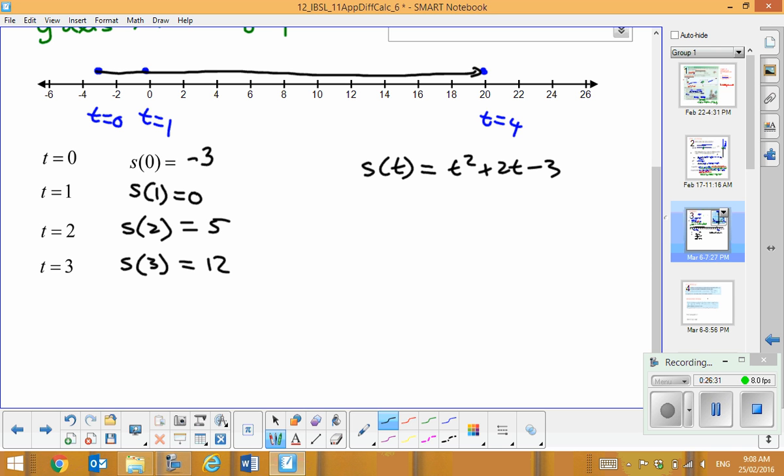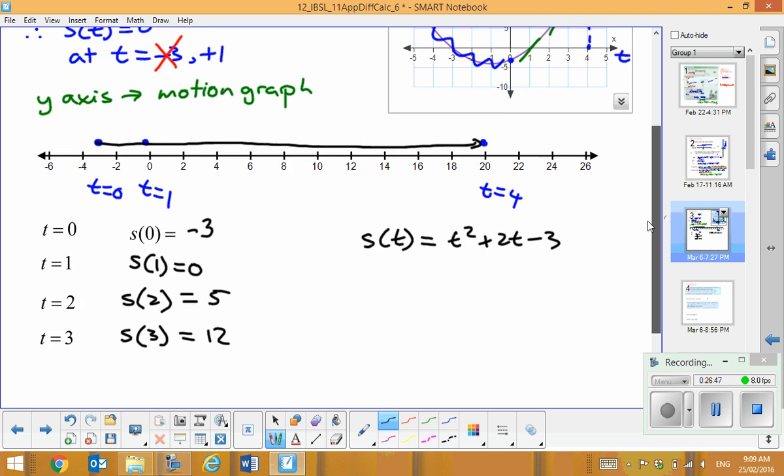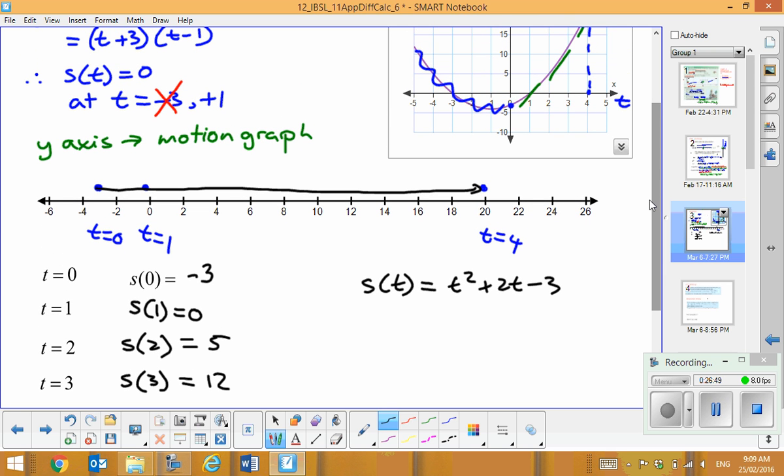Would we have to draw those lines? So sometimes it's good to draw a motion diagram to help you imagine what's happening. It's a bit like a sign diagram. You're not always going to be asked to draw a sign diagram or a motion diagram, but sometimes I use it to help me see what's happening. So this is a motion diagram or motion graph. So we worked out at time 3, it's at 12. That was at t equal to 3, and it's at 5 at t equal to 2.